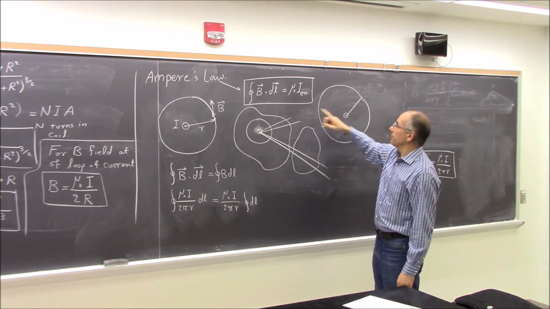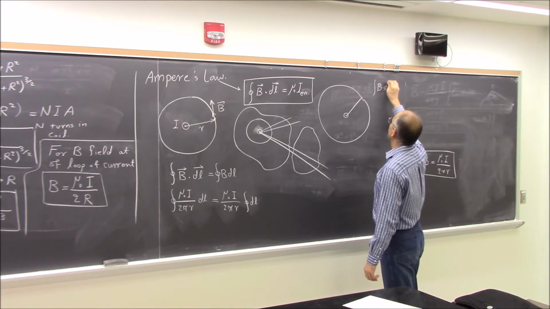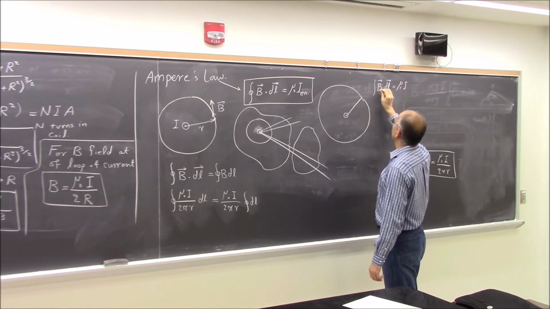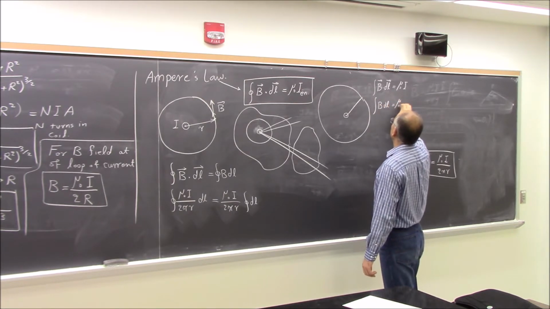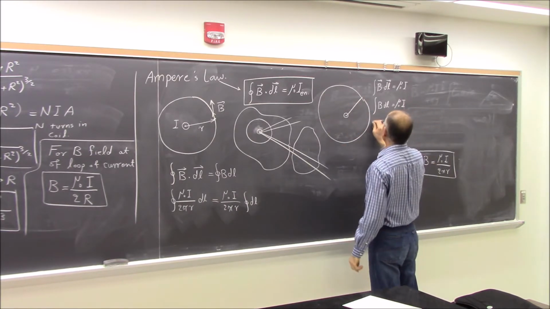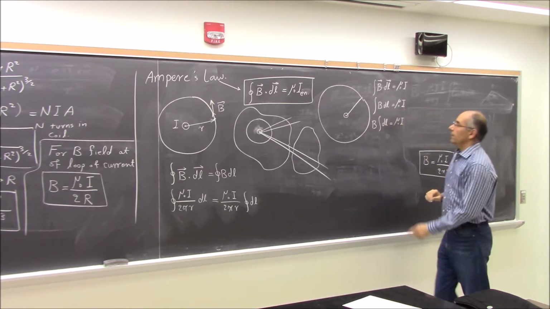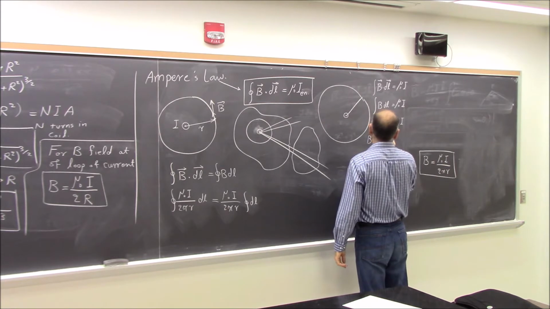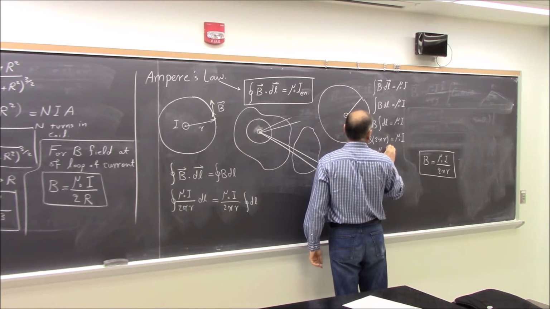B dot dl will be B times dl. So the integral of B dot dl, which is mu naught times I, becomes the integral of B dl equals mu naught I. And then B is the same everywhere because there's symmetry. B comes out, the integral of dl becomes L, which is 2 pi r. So B times 2 pi r is mu naught I. And then B becomes mu naught I over 2 pi r.